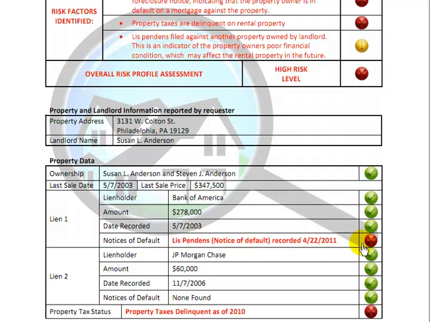This tells you that the bank has filed this. We never recommend that a property be rented that has a notice of default against it. That earns a red X, and it is a high risk factor.